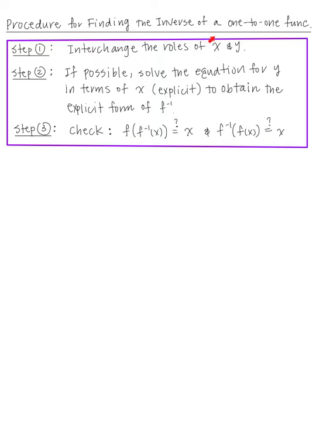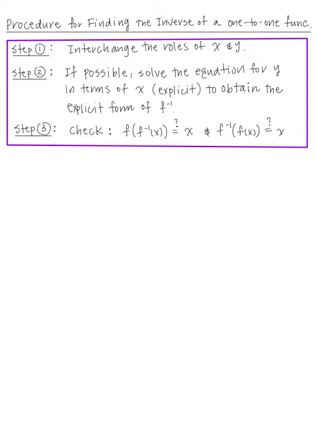Procedure for finding the inverse of a one-to-one function. Again, inverse does not exist unless your function's one-to-one. So here we go. Step 1. Interchange the roles of x and y. Step 2. If possible, solve the equation for y in terms of x. That's called explicit. To obtain the explicit form of f inverse. Meaning, solve for y equals, now on the right hand side, everything must be in terms of x. Meaning, you should no longer have a y on the left hand side and a right hand side.